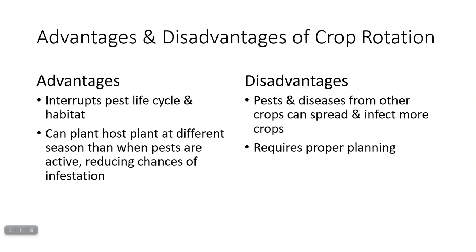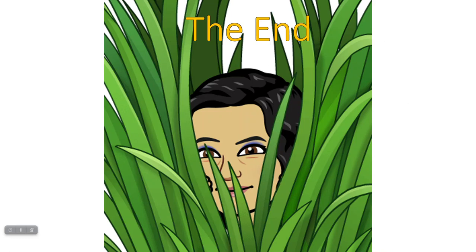So some advantages and disadvantages, like I said: it interrupts the pest life cycle and can change their habitat. Another thing is if your pest is seasonal, you can plant the host plant, whatever it affects, at a different season from when those pests are active, and that makes it harder for them to infest your crop. Some disadvantages: if you've got pests that can jump species and eat multiple crops, then you can have them spread and infect more crops, so it requires proper planning to minimize that risk. All right, so there's IPM, a whole smorgasbord of different choices, and those are just various things that you can mention in FRQs when it asks you about IPM.